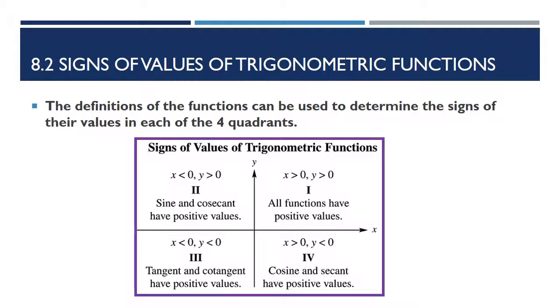One way to remember it: quadrant 1 is all, 2 is sine, 3 is tangent, 4 is cosine. You can make a little sentence. When I was in high school, we did the sentence, all students take calculus, to remember which is positive in which quadrant. Now that only deals with the primary functions, then you would have to have the reciprocals go along with them.